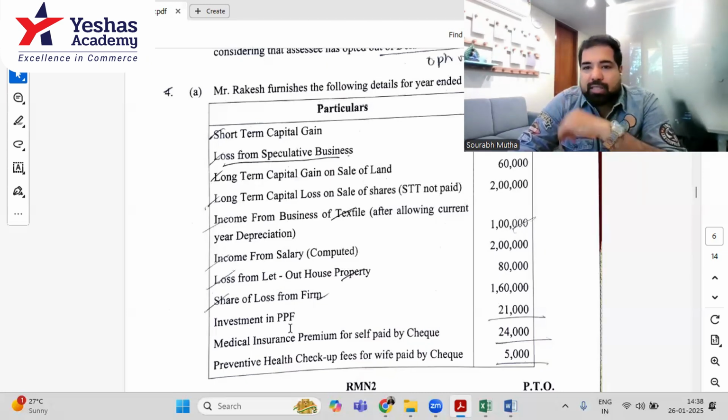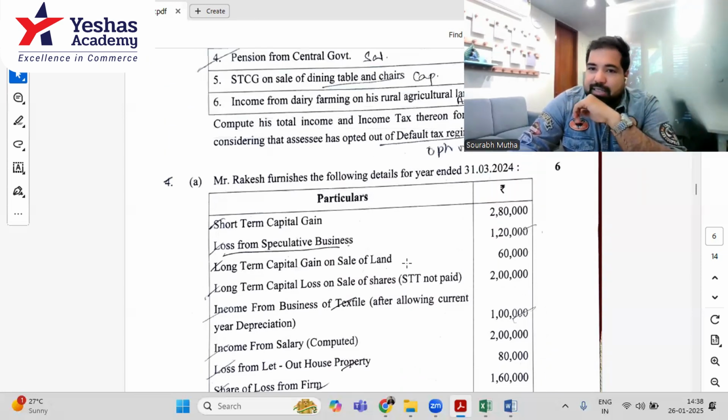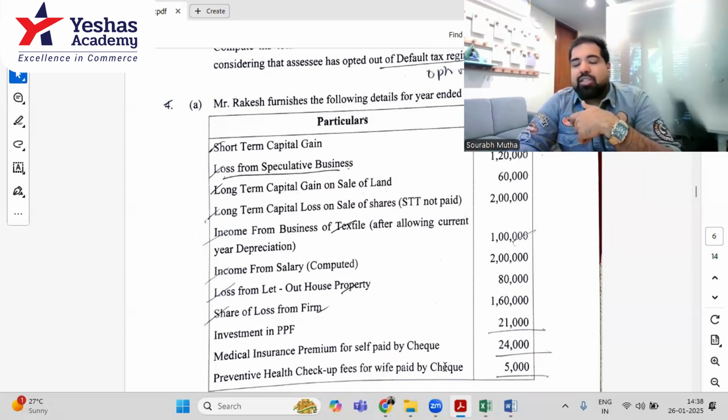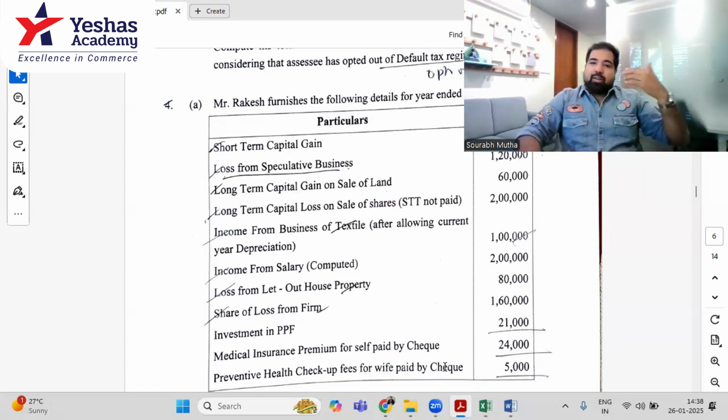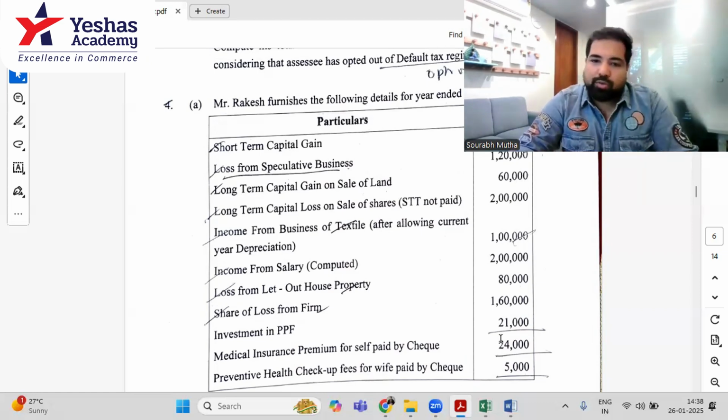Investment in PPF. This is after GTI, you get a deduction under section 80C. Medical insurance 80D, 24,000. We have not given his age, assuming he's less than 60 years old. And then 25,000, will he get 24? Yes. And for preventive health checkup, he cannot get 5 because his overall limit is 25, out of which 24 has been used. So balance is only 1,000 rupees.